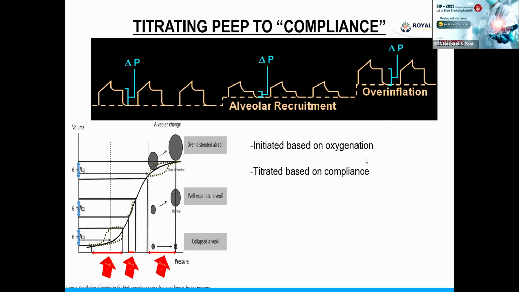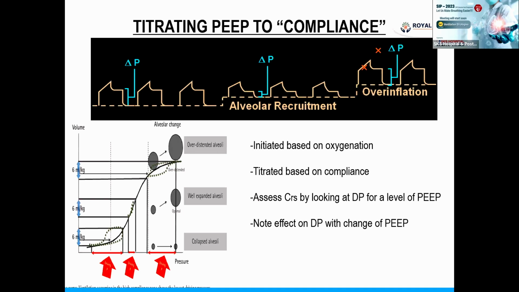So always initiate the PEEP based on your oxygenation. Maybe the formula 0.2 into this thing can be applied. It can be titrated based on compliance. Assess the compliance by looking at the delta pressure for a level of PEEP. Note the effect of delta pressure with change in PEEP. Titrate PEEP to get the lowest delta pressure or driving pressure. The driving pressure is nothing but the difference between your plateau pressure and PEEP. If it comes down with the increase in PEEP, it is good.